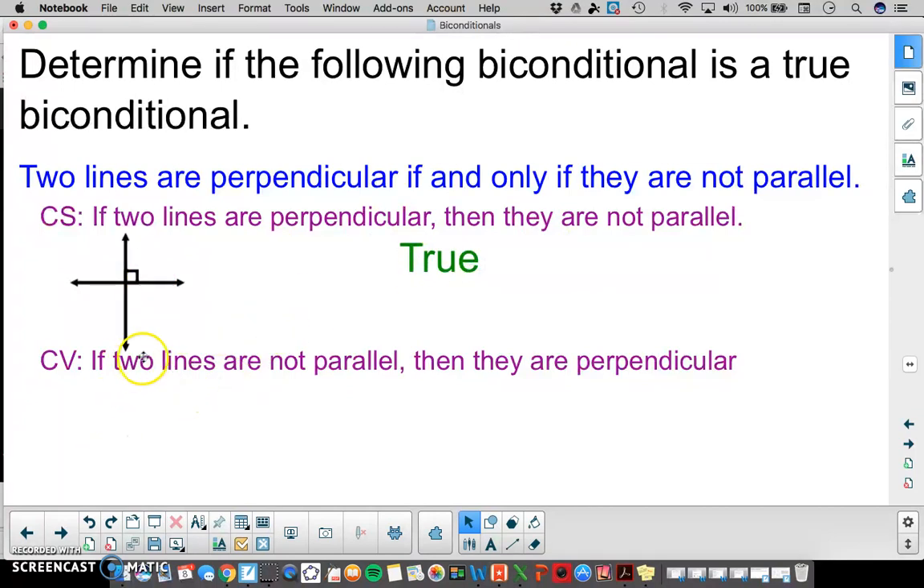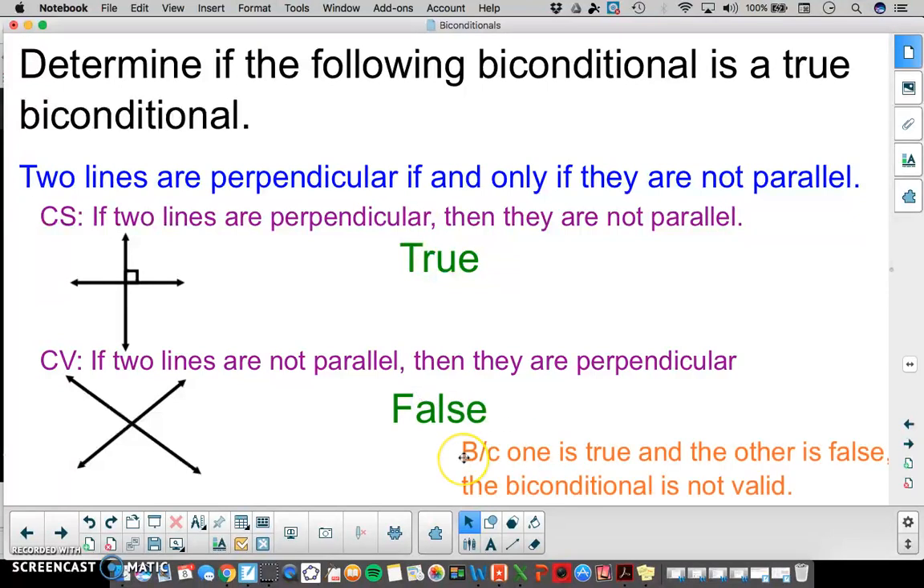If we take a look at the converse, if 2 lines are not parallel, then they are perpendicular. This is not necessarily true because you could just have a pair of intersecting lines that don't form right angles. That makes the converse false. Because one of those statements is false and one of the statements is true, the biconditional is not a true biconditional, even though it's in the form of a biconditional.